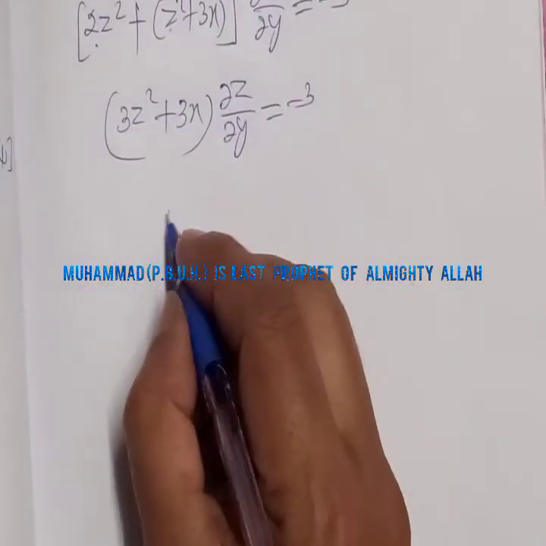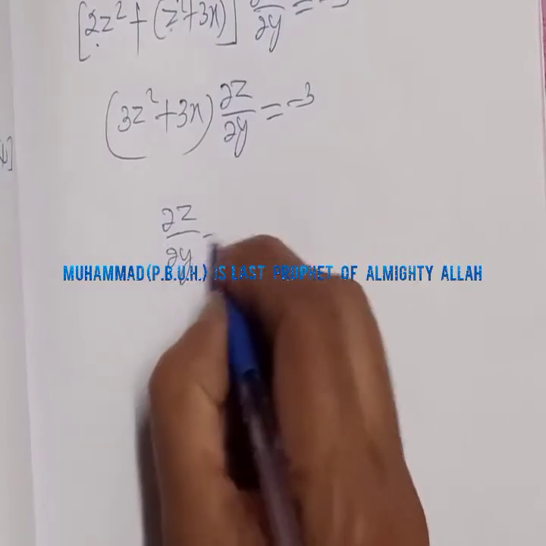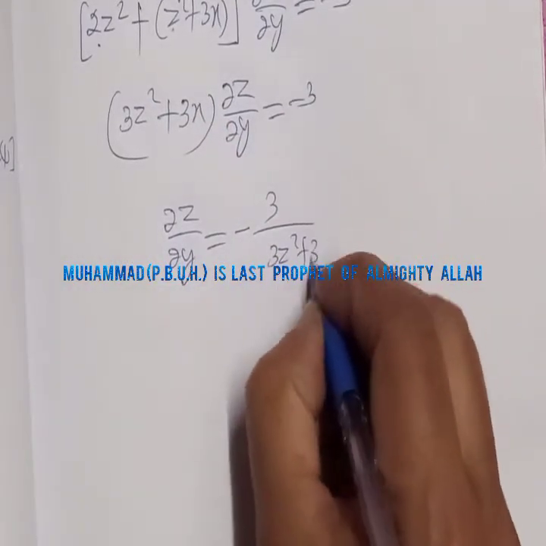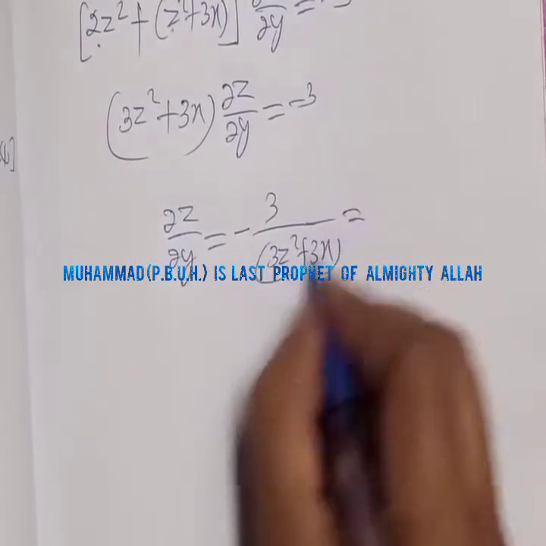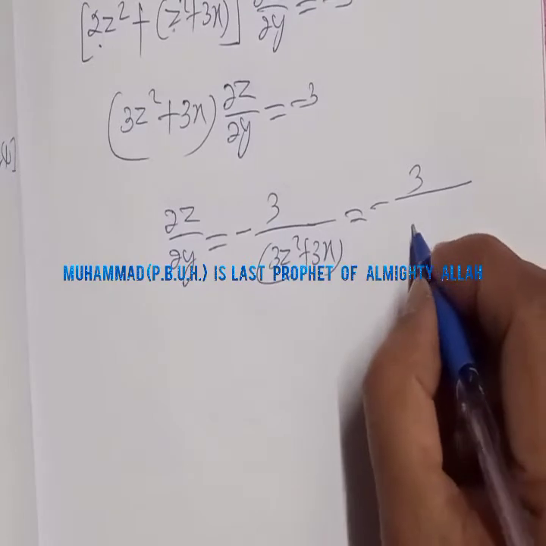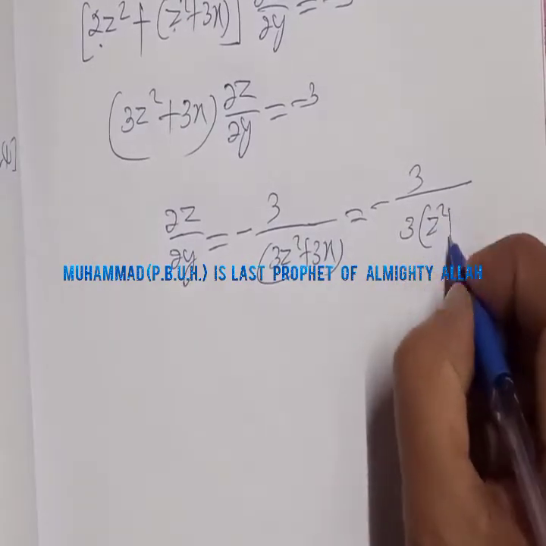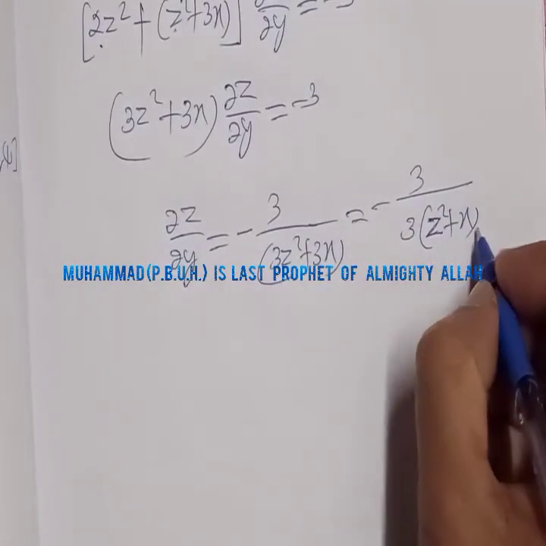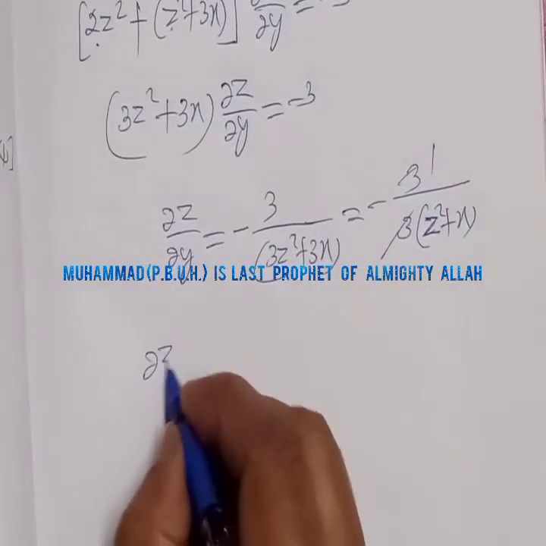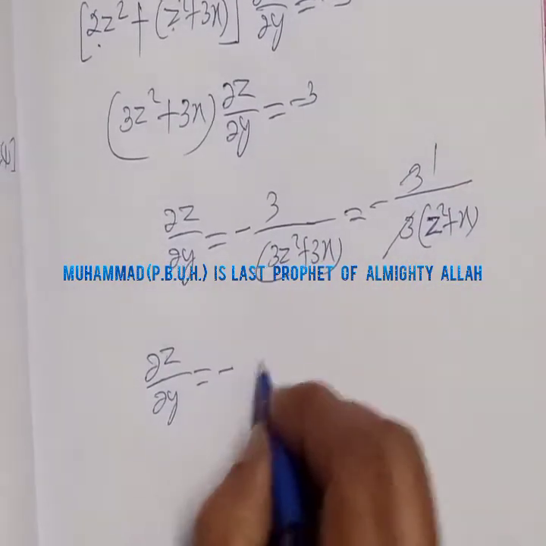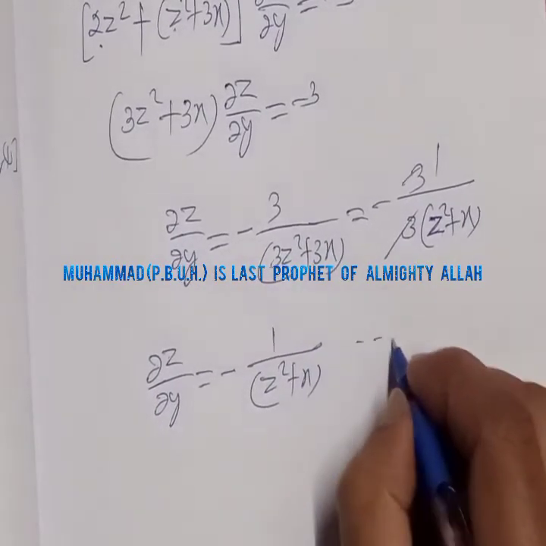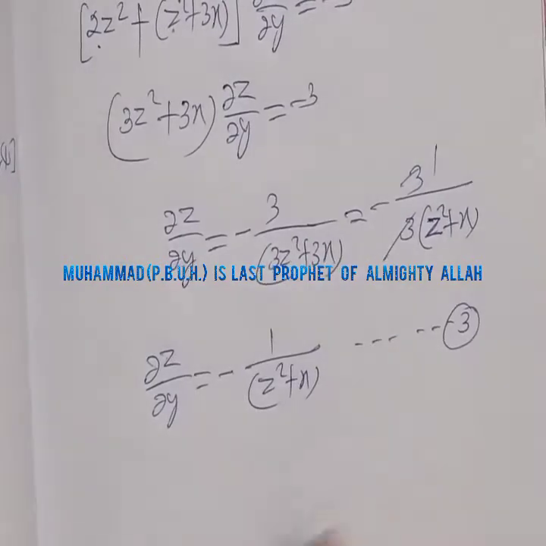We can find the value of ∂z/∂y by now. It is minus 3 upon 3z² plus 3x. We can take out 3 common from the denominator, z² plus x, and cancel out 3, and we get the value of ∂z/∂y is equal to minus 1 upon z² plus x. I write it as equation number 3.